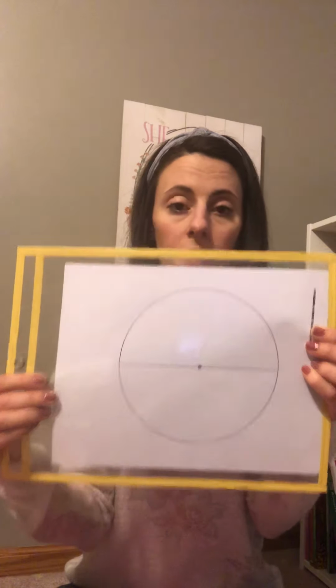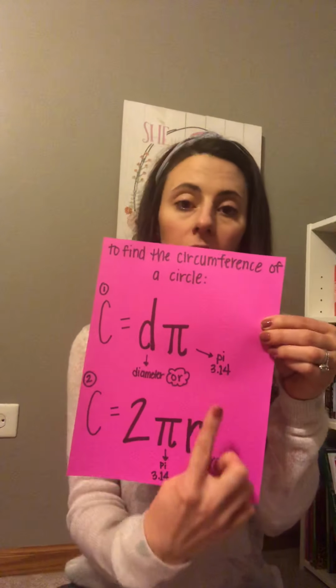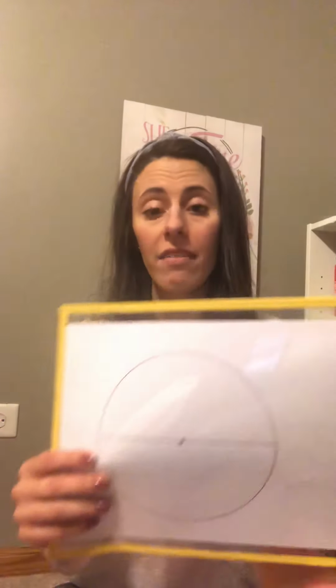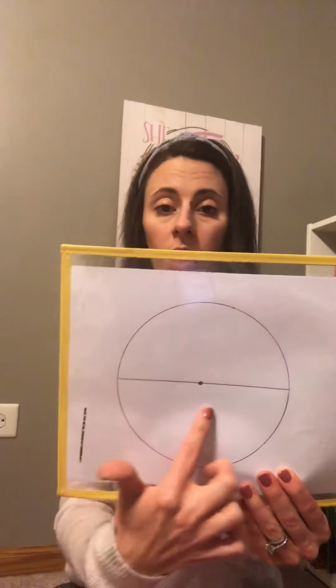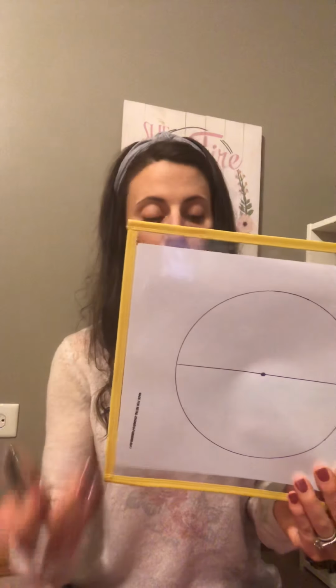And when you're using this method, you're going to take your diameter and multiply it by pi, and for our purposes we're using 3.14. So for our first example, if you have the diameter, and say we're told that the diameter is 12 centimeters.